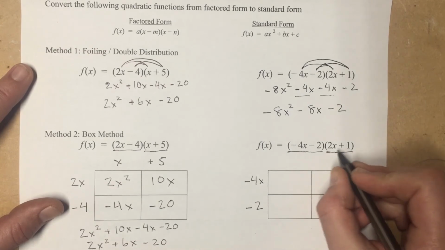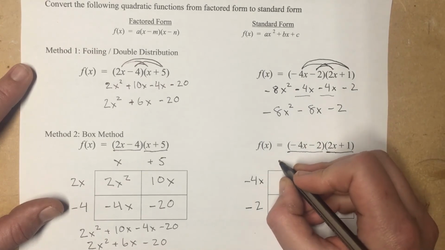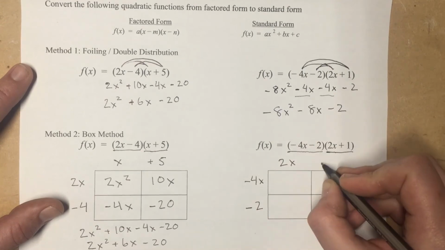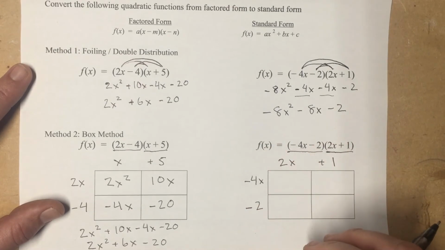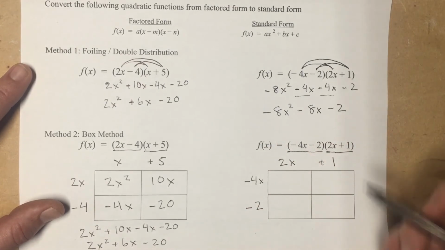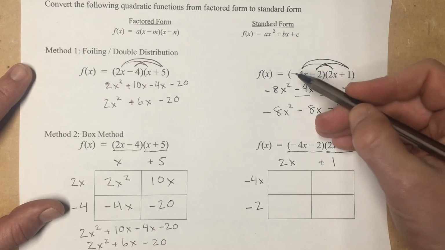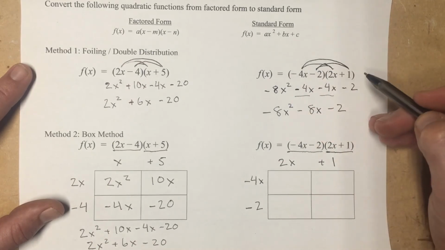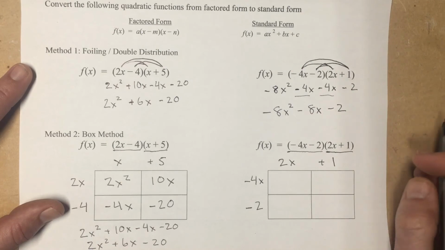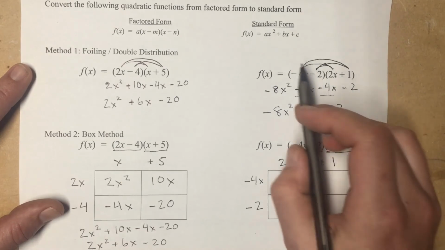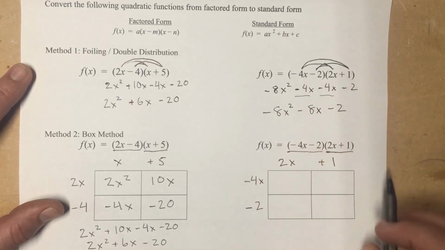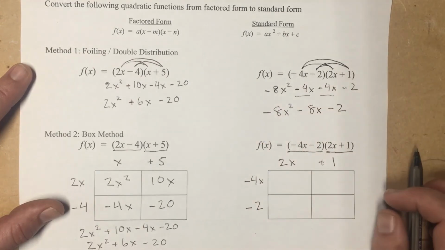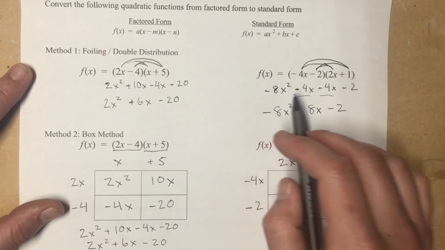Very similar, we have 2x plus 1. So we put here, we have our 2x and we have a positive 1. And again, we're going to multiply everything into the box. It's exactly the same strategy as this, where you're multiplying to everything. So every combination gets multiplied to each other, where these two things get multiplied to these two things. So there's four things to multiply.